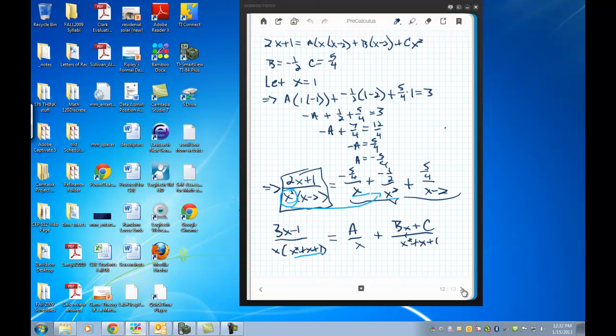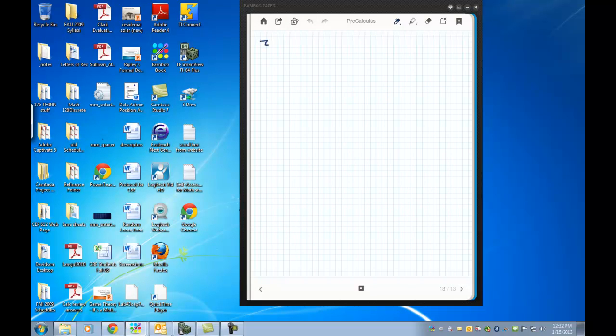So 3x minus 1 over x times x squared plus x plus 1. And what do we say? This is going to be a over x. Notice, a is a constant, which is 1 degree less, and a linear term, plus bx plus c over x squared plus x plus 1. Right?